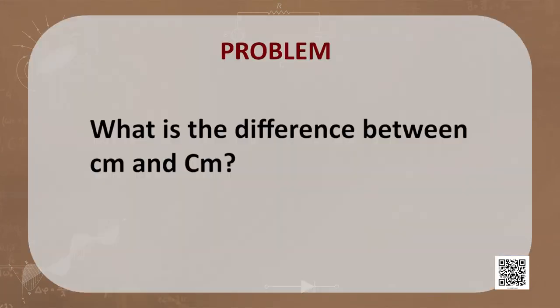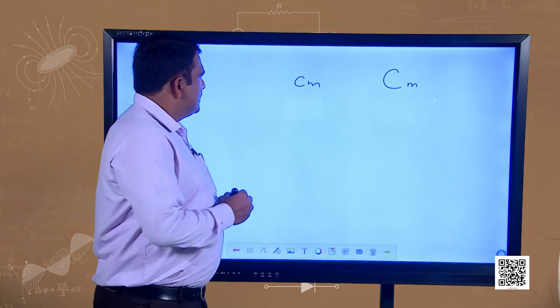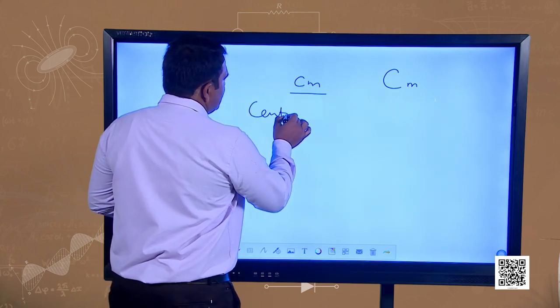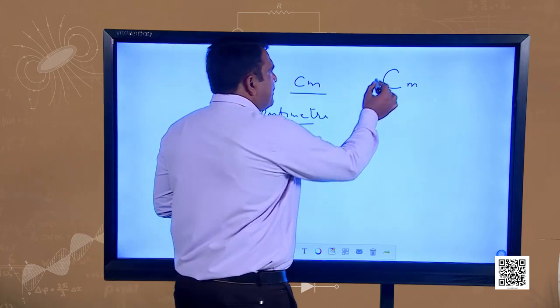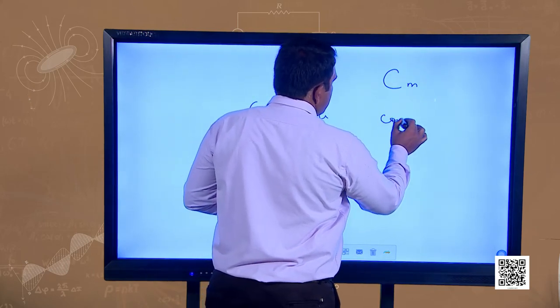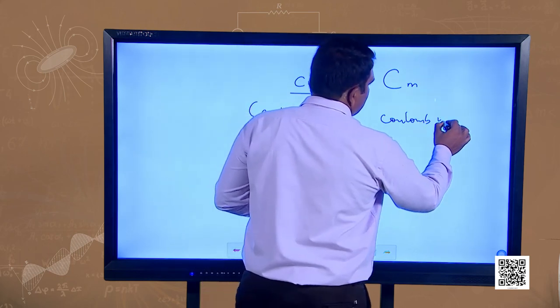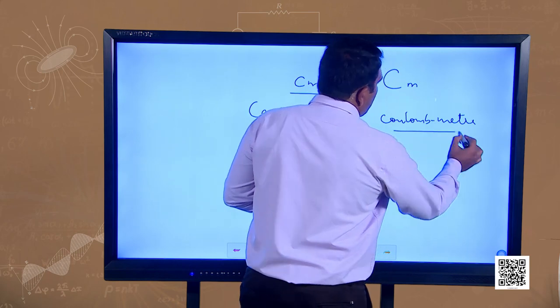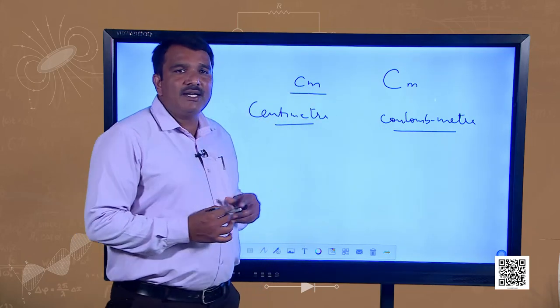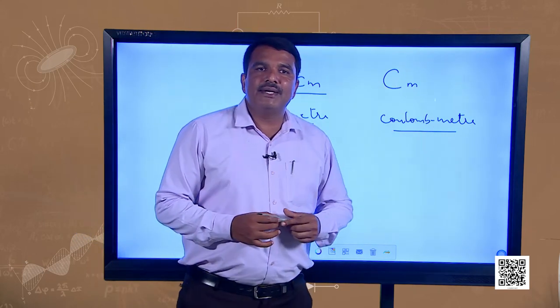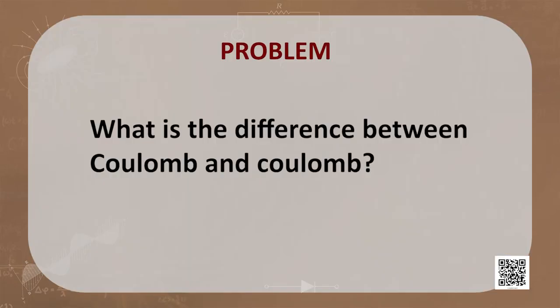Let us see another problem. What is the difference between cm and capital Cm? These two look the same, but this cm refers to centimeter, which is a unit of length in the CGS system, whereas this capital C refers to coulomb, and m for meter. So this becomes coulomb meter, and you know that coulomb meter is the unit of electric dipole moment. So cm is centimeter, unit of length, and capital Cm is coulomb meter, that is the unit of electric dipole moment.